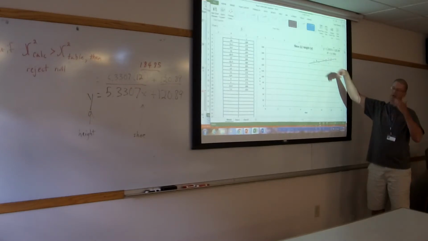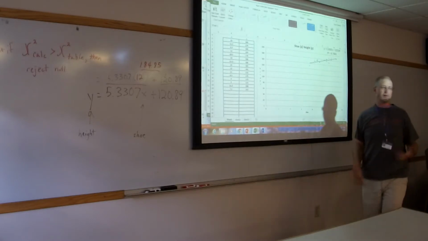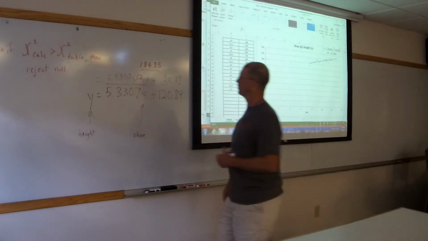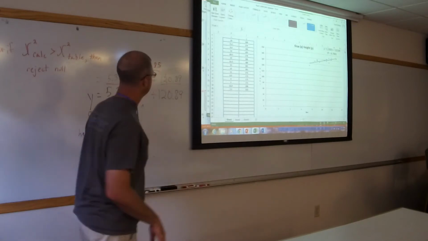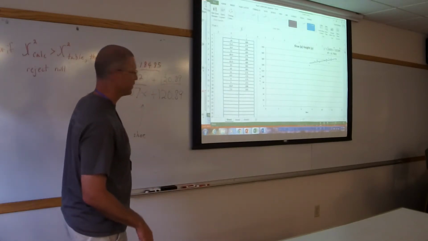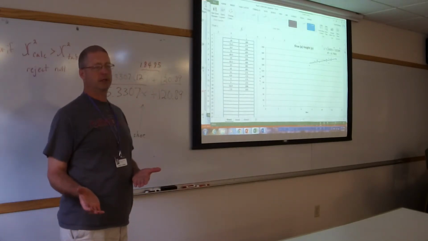This would be one that'd be really nice to have a lot more data, or have the heights, which you can usually find a population mean for. Okay? So that's how the prediction line works.